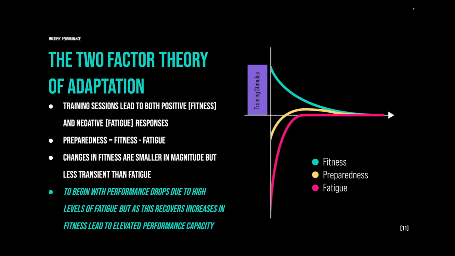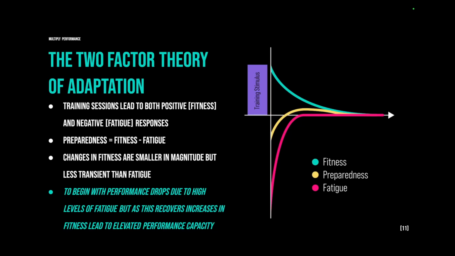Our ability to perform, or our preparedness, is going to be calculated by basically saying what's the increase in fitness and what's the increase in fatigue. Let's subtract the fatigue from fitness in order to give our capacity to perform on any given day. Obviously, as you have multiple bouts, this chart looks slightly different. We start to see a gradual increase in fitness, we start to see a gradual increase in fatigue, but the fitness tends to increase to a greater extent than fatigue over time if we've programmed things correctly. The changes in fitness are normally smaller in magnitude in response to a session, but also slightly longer in duration.